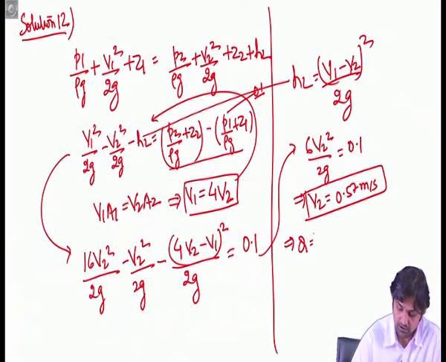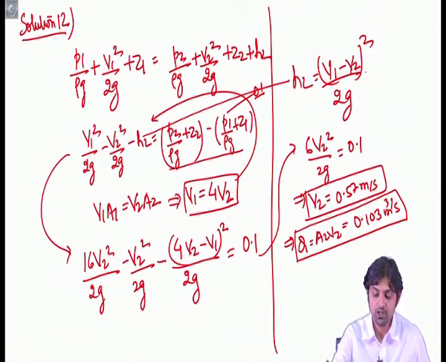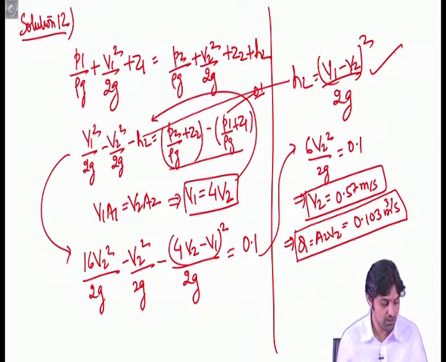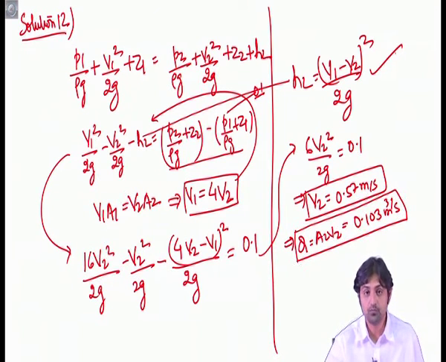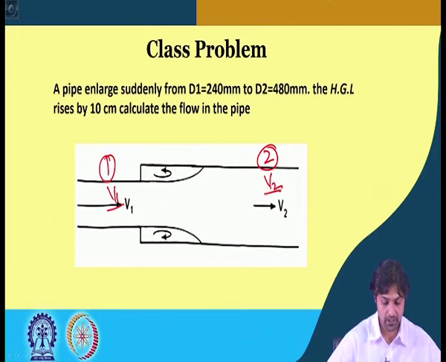implies Q is A2 V2, which will give 0.103 meter cube per second. Very simple formula, the application we have seen using Bernoulli's equation and continuity, and because there is going to be a minor loss which is equivalent to V1 minus V2 whole square by 2g, as we have read in the topic on the minor losses in the pipes. Okay. All right. So we proceed forward from this question.